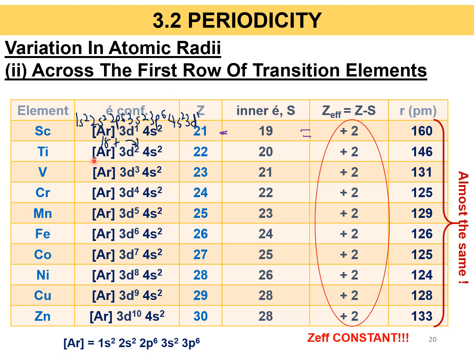Okay, so kiranya you kira daripada Sc sampailah Zn, dia punya effective nuclear charge untuk the first row of transition elements in the periodic table of elements sama sahaja. Bila Zeff dia constant, that's why lah the size of the atoms in the first row of transition elements in the periodic table of elements lebih kurang sama. Okay, sebab Zeff constant.